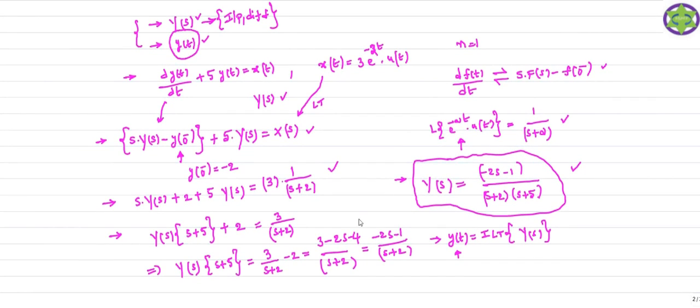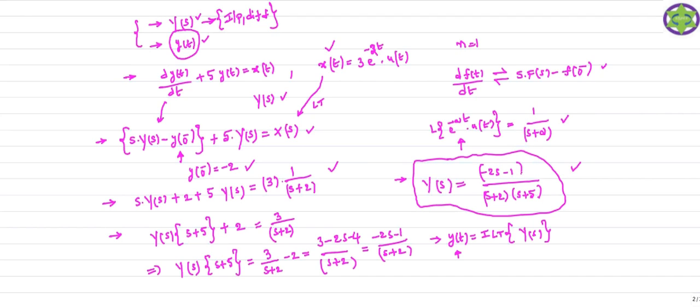How can you find Y of s? To find Y of s for the given differential equation, you just apply the Laplace transform and use the initial conditions. While finding Y of s, you substitute capital X of s using the input signal x of t. Like that I can find the Y of s.